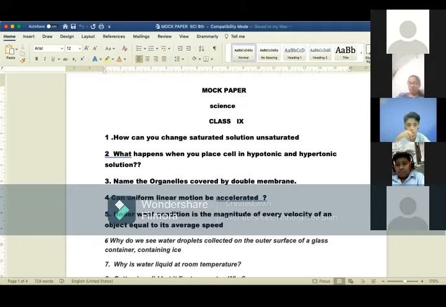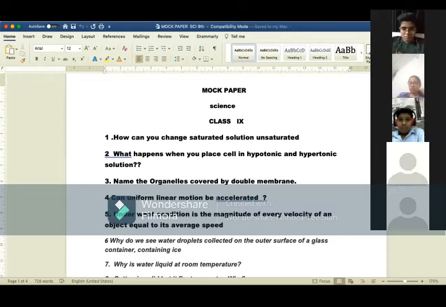Okay. And what will happen in hypertonic solution? Ma'am, the cell will shrink. Why will the cell shrink in hypertonic solution? Ma'am, because the concentration inside the cell is less, whereas the concentration outside the cell is high. So by the process of osmosis, the water will move from the high concentration within the cells towards the lower concentration. And therefore, the cells will shrink. Have you all understood this?